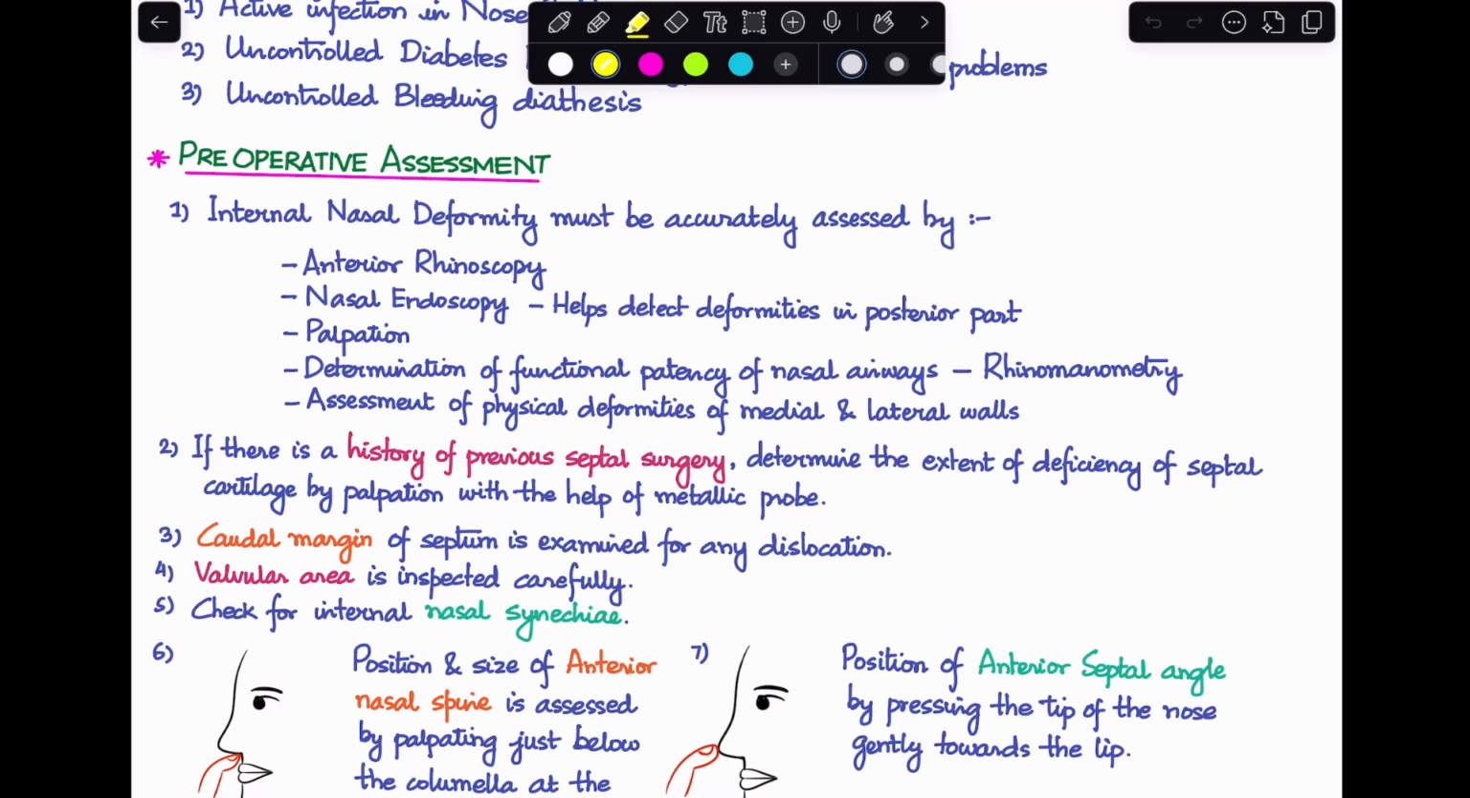Today we'll be continuing our series on septoplasty, and today is part 2 where we discuss the procedure itself, what are the surgical steps involved, and what is the post-operative care required in a case of septoplasty.